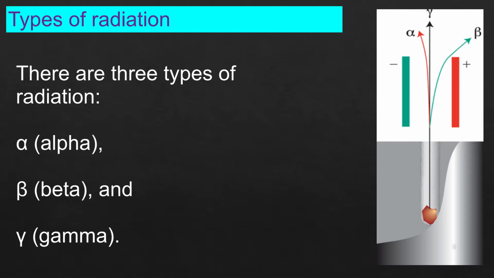There are three types of radiation: alpha, beta, and gamma. Alpha particles have a positive charge, so they are attracted to a negative electric field. Beta particles have a negative charge, so they are attracted to a positive electric field. Gamma particles have no charge, so they are unaffected by an electric field. We shall look at each of the three types of radiation separately.